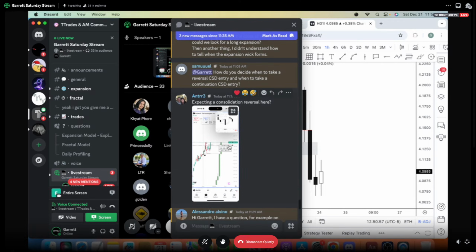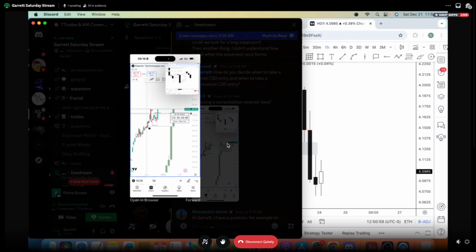Expecting a consolidation reversal here. What is this? Okay, so it's just like a range, high to low. Yeah, more so consolidation. You see this little low internally. You see how we tag that low? On the opposing side of that are these equal highs.